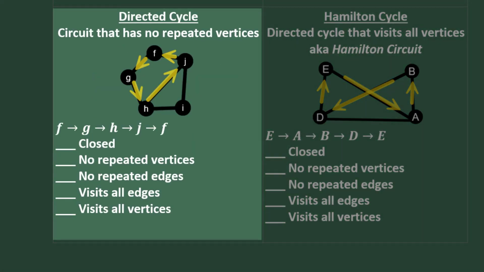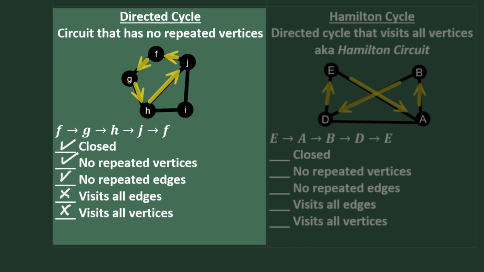The next type of closed path that we're going to look at is called a directed cycle. This is a circuit that has no repeated vertices. It's closed, it has no repeated vertices. Since there are no repeated vertices and because it's a circuit, it has no repeated edges, but it doesn't have to visit all the edges, nor does it have to visit all of the vertices. So a directed cycle looks like a loop.